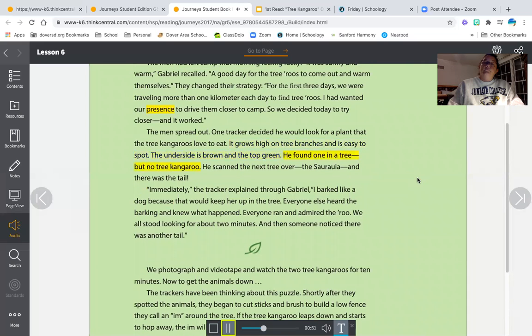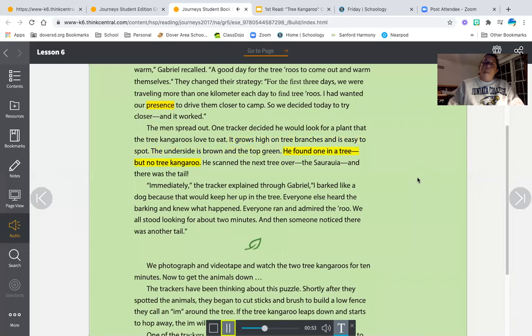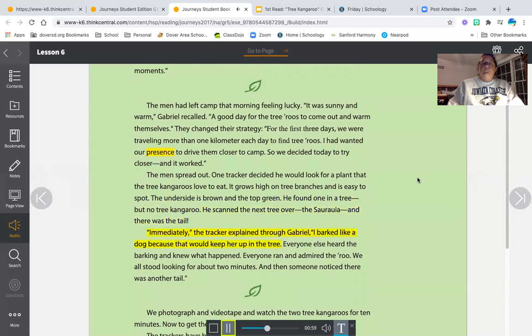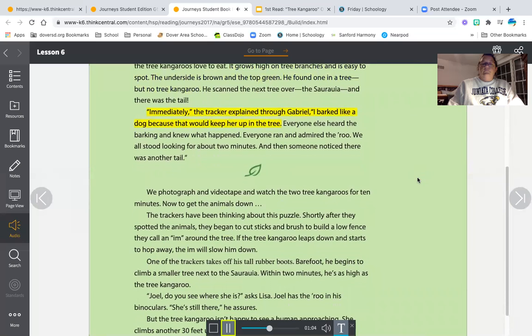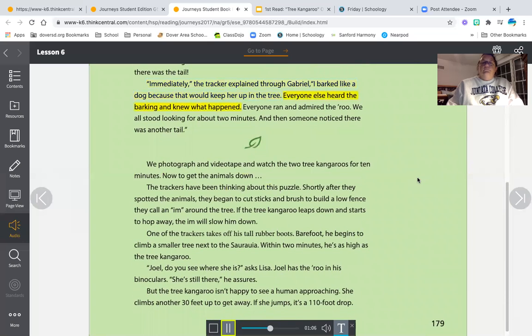He found one in a tree, but no tree kangaroo. He scanned the next tree over, the Sararia, and there was the tail. Immediately, the tracker explained through Gabriel, I barked like a dog because that would keep her up in the tree. Everyone else heard the barking and knew what happened. Everyone ran and admired the roo. We all stood looking for about 2 minutes, and then someone noticed there was another tail.